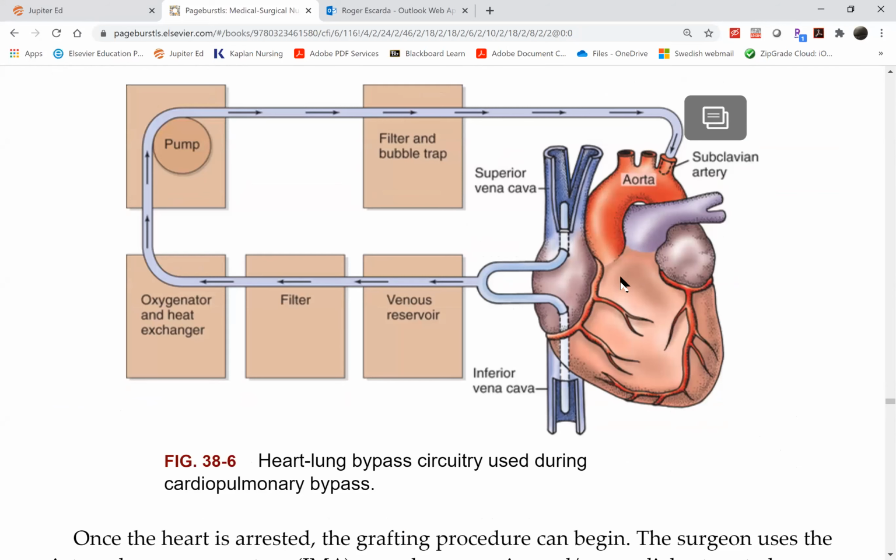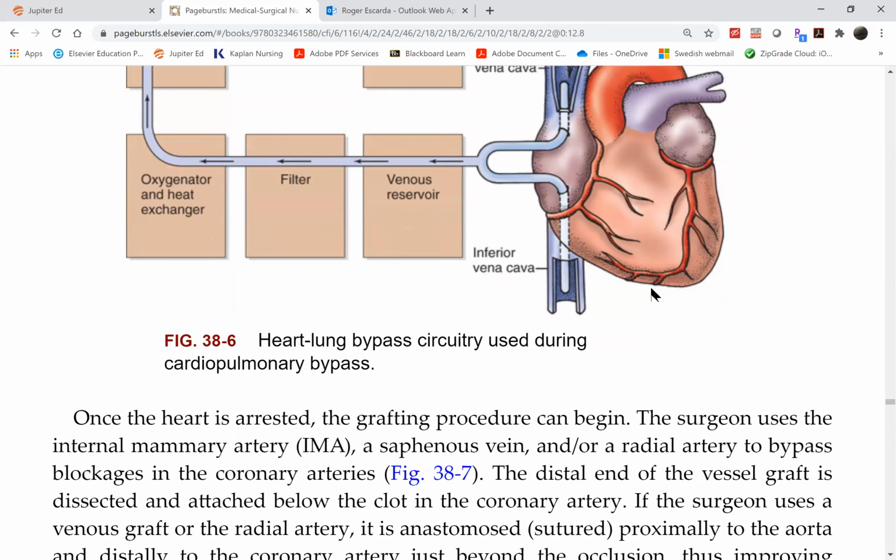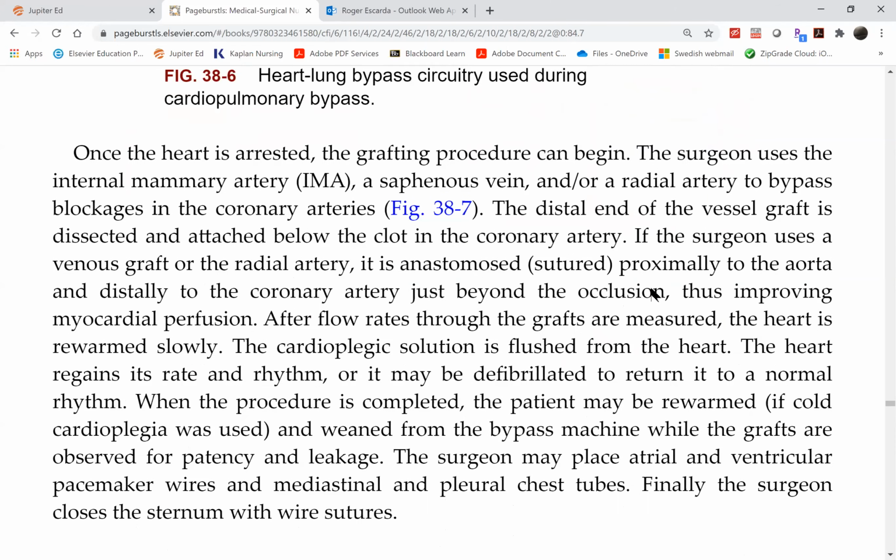Would it be safe to have this heart beating while you do the bypass incisions? When you put the grafts and attach it here, can you do that with this heart beating constantly? No. No. So you need to stop it.